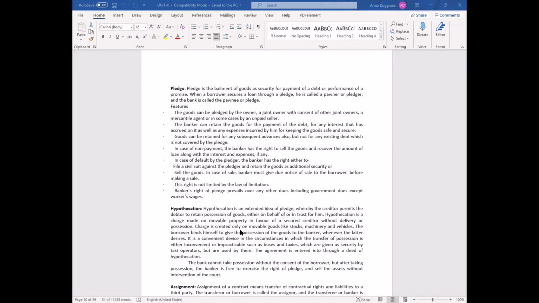In case of non-payment, the banker has a right to sell the goods and recover the amount of loan along with interest and expenses. That's the difference between lien and pledge.